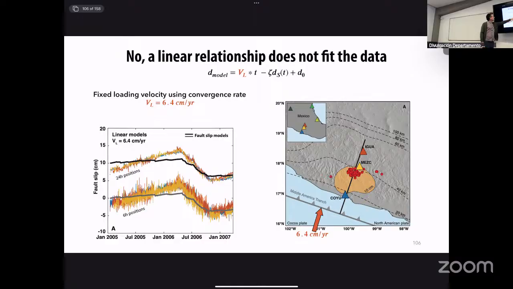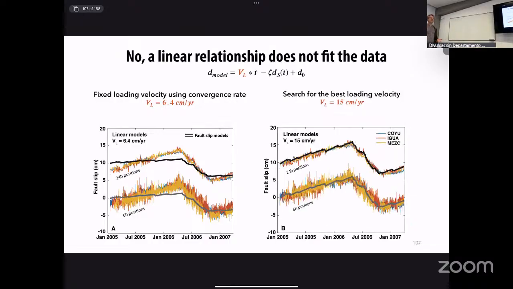So here you're looking at the 24-hour time series, and here you're looking at the 6-hour time series. And we can't make it work. We can try and find the loading velocity that allows us to fit, but we get something that's 2 times what we would expect. So that also physically doesn't really make much sense. So our solution is very unsatisfying, at least for this presentation.